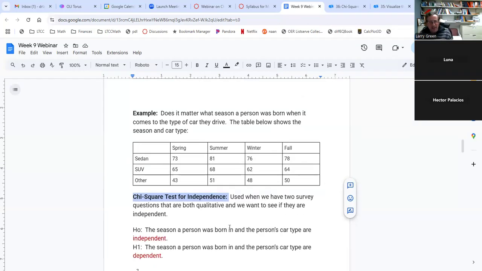So here are the H naught and H1. H naught is the season a person was born in, and the person's car type are independent. And H1 is the season a person was born in, and the person's car type are dependent. Notice I screamed it. What does that mean?